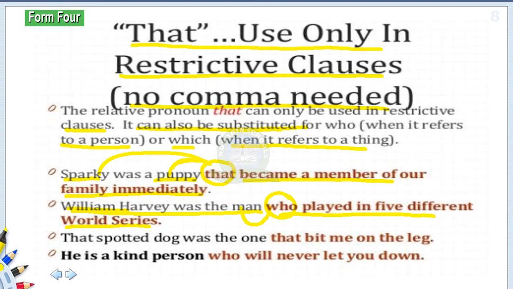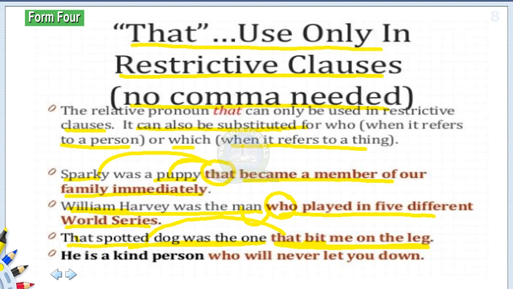It cannot stand alone. That spotted dog was the one that bit me on the leg. Bit me on the leg, the past of bite. How many clauses now? That spotted dog, this that is a demonstrative adjective, not working as a pronoun, but the other that is working as a pronoun. That spotted dog was the one is an independent clause or main clause. That bit me on the leg is a dependent clause or relative clause because it is introduced by the word that. So that stands for the dog, the spotted dog.